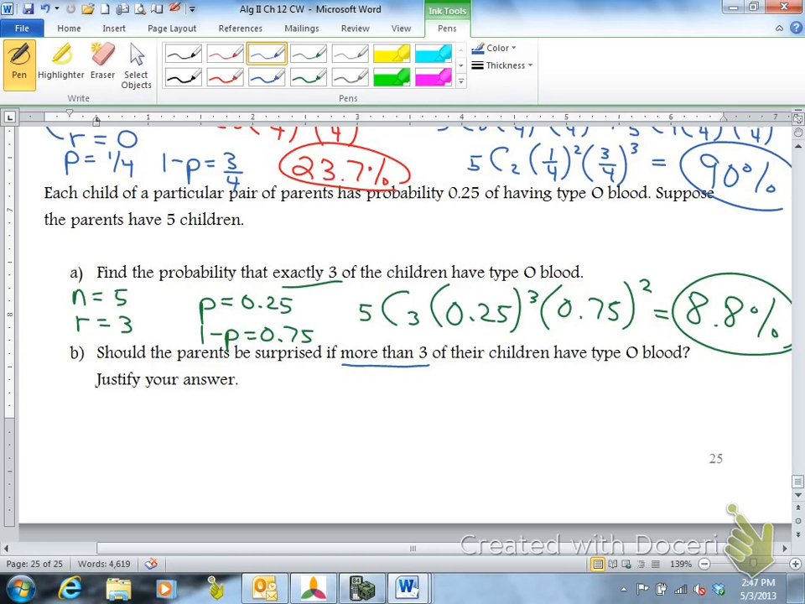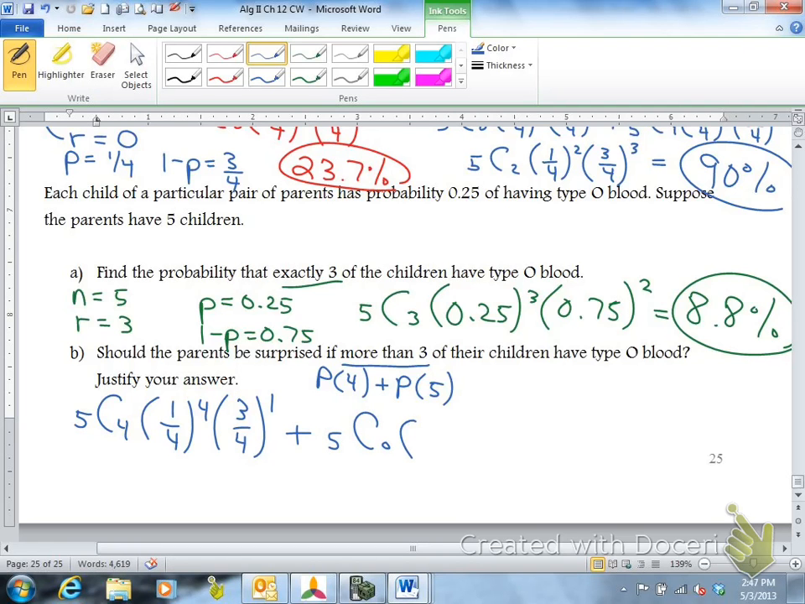Then the last question we have: should parents be surprised if more than 3 of their children have type O blood? So more than 3, so if here's 3, more than 3 would be 4 and 5 if they had 4 or 5 kids. So we'll do probability of 4 plus probability of 5. So this would be 5 choose 4, quarter to the 4, 3/4 to the 1, plus 5 choose 5, quarter to the 5th, 3/4 to the 0. When you add those, if I remember correctly, you get 1.5%.